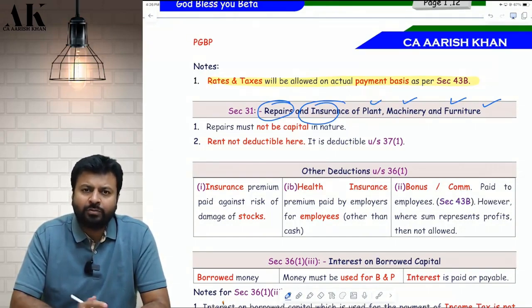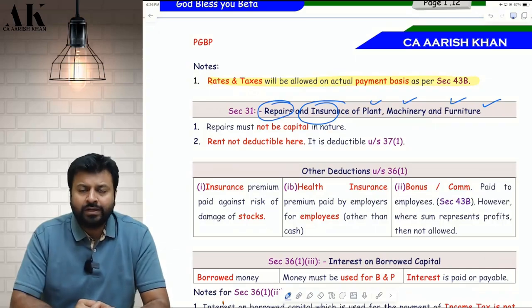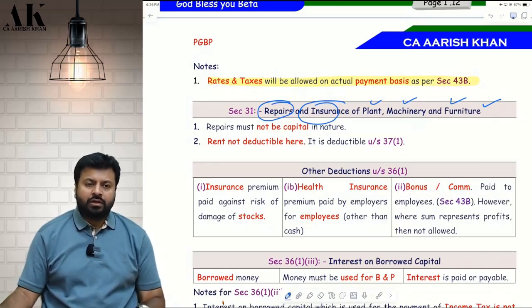Again, there are 2 points to be kept in mind over here. First, the repair has to be a revenue repair, not a capital repair. If it is a capital repair, then it is not allowed as a deduction under section 31. Only revenue repairs are allowed as deduction under section 31. Are you clear?